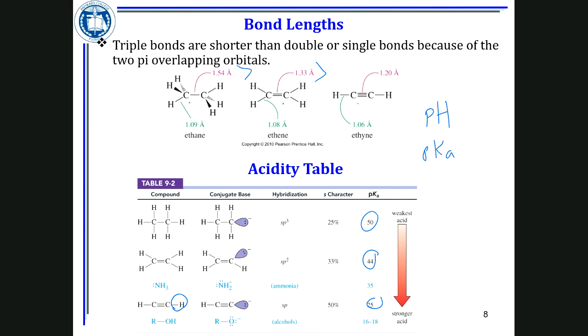So it's stronger than ammonia, but not as strong as alcohols, because for alcohol the H in OH is more ionizable compared to the CH from a triple bond. But compared to hydrocarbons, it's one of the strongest acids among compounds that have only carbon and hydrogen.